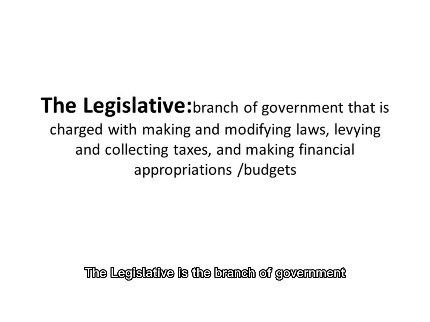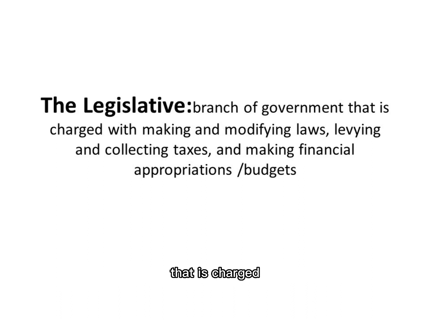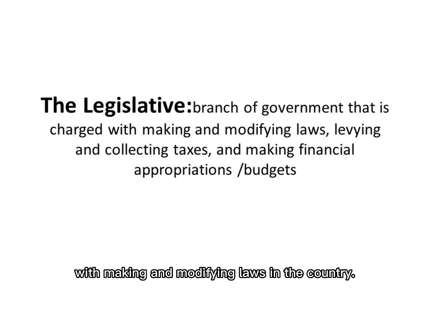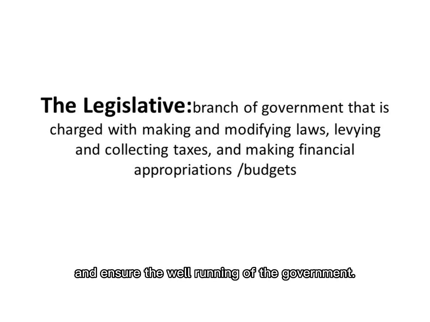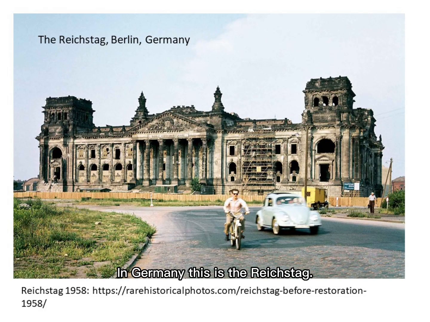The legislative is the branch of government that is charged with making and modifying laws in the country. The legislative levies and collects taxes, they make budget decisions, they make different policies, and ensure that the laws are fair and ensure the well-running of the government. In Germany, this is the Reichstag. So, the Reichstag is the legislative assembly in Germany that decides the laws of the country.